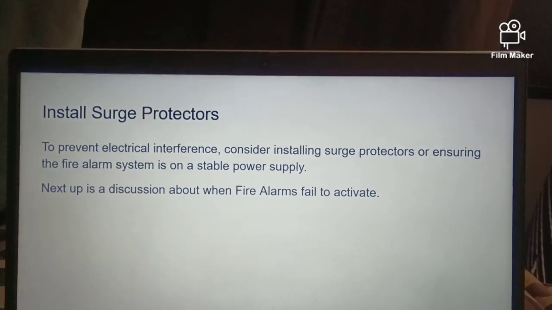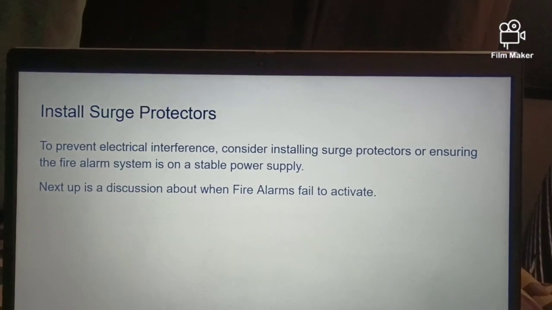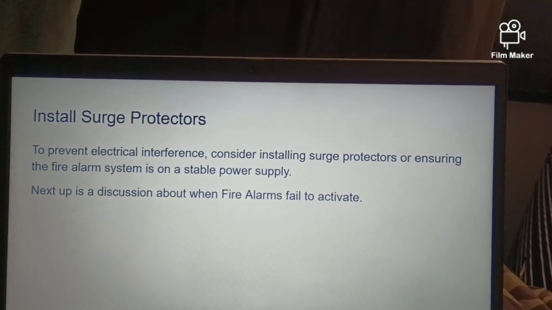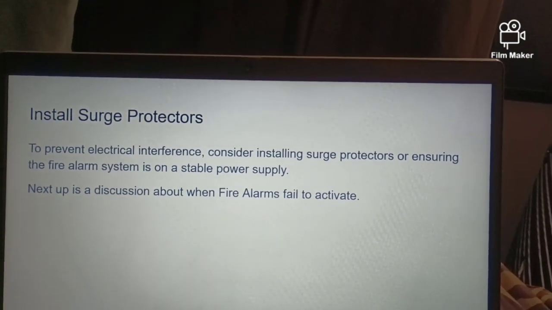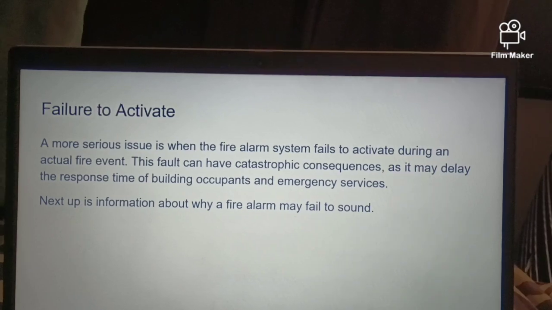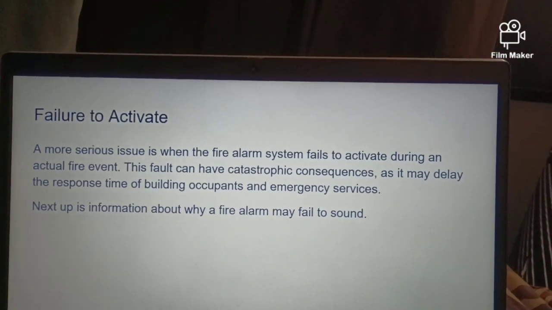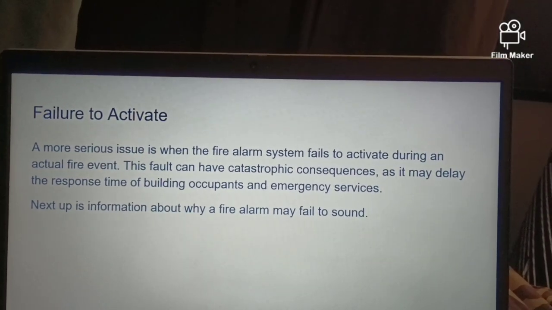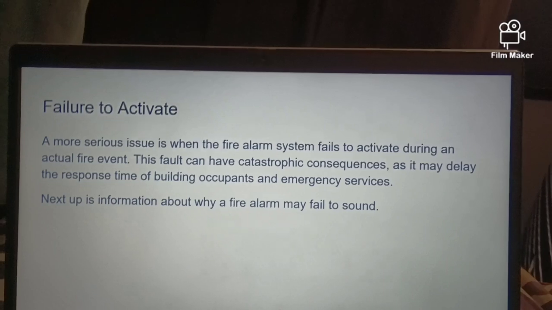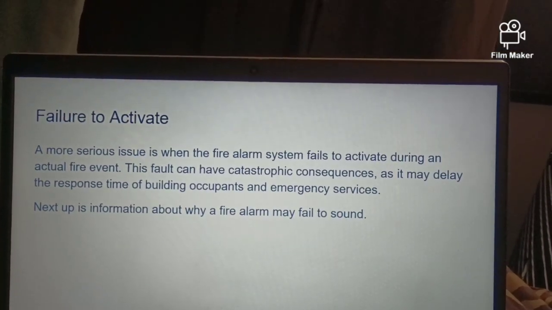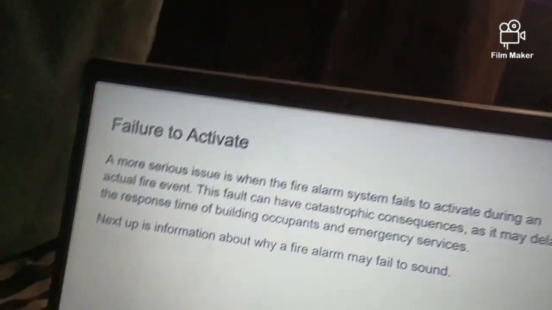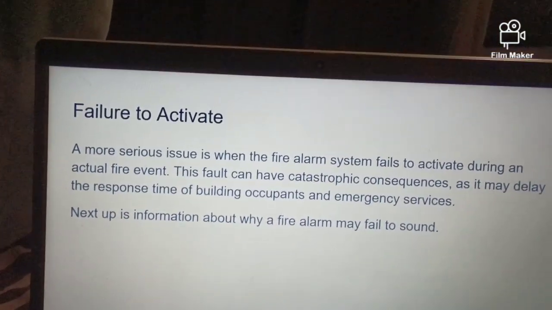Install surge protectors. To prevent electrical interference, consider installing surge protectors or ensuring the fire alarm system is on a stable power supply. Next up is a discussion about when fire alarms fail to activate. Failure to activate. A more serious issue is when the fire alarm system fails to activate during an actual fire event. This fault can have catastrophic consequences, as it may delay the response time of the building occupants and emergency services. Next up is information about why a fire alarm may fail to sound.